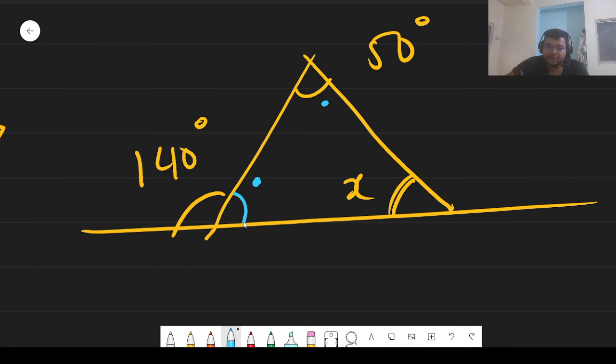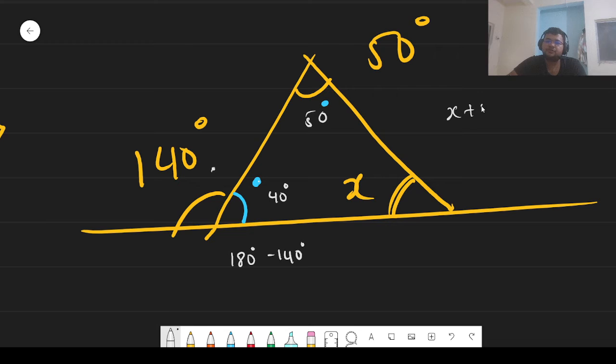So can we find this angle? Yes, we can. What will that be? See, this blue angle and this yellow angle of 140 degrees are both forming supplementary angles. So the blue angle will be 180 minus 140 degrees, which equals 40 degrees. Okay. So this is 40. This is 50. So what will be x?